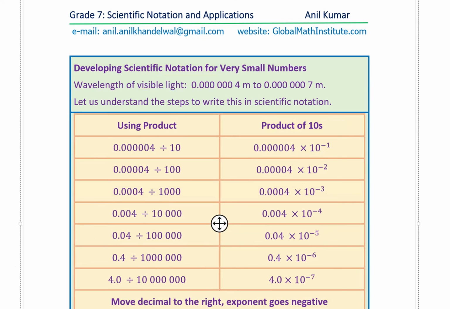Now, let's take another example. In this case, I'm taking a very small number. The wavelength of visible light is between 0.0000004 meters and 0.0000007 meters. So this is the wavelength of light.